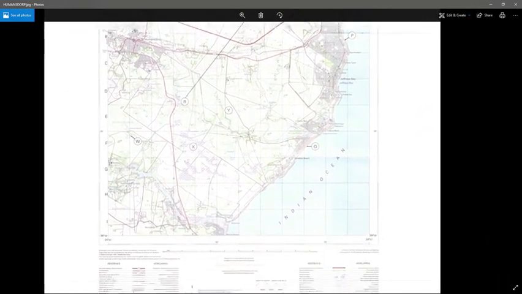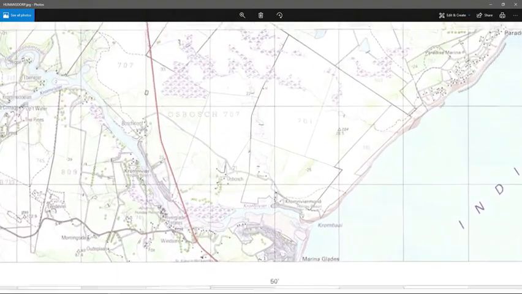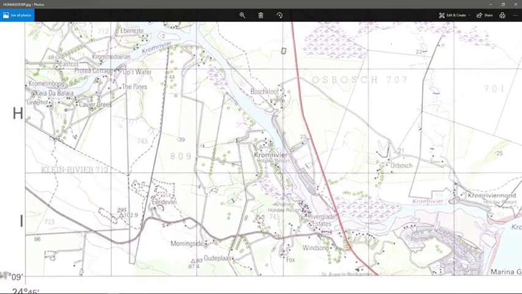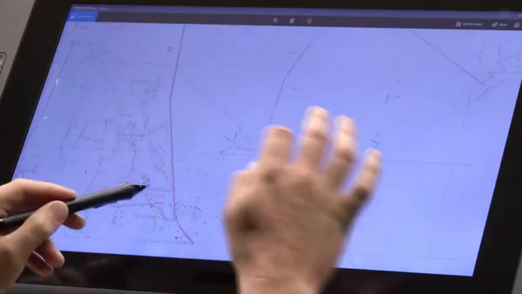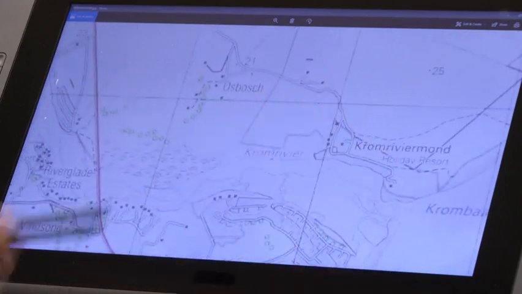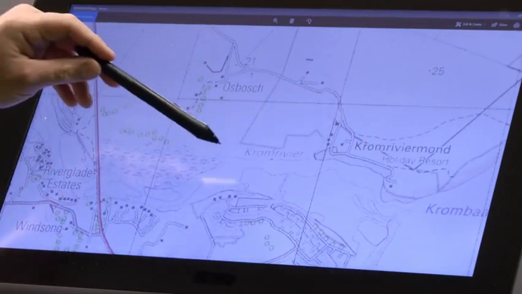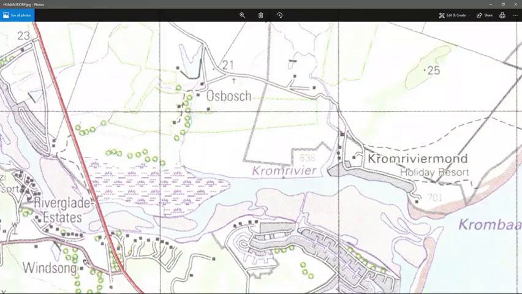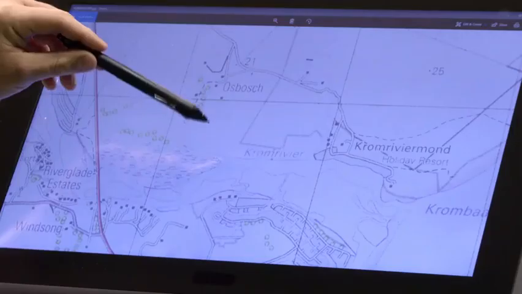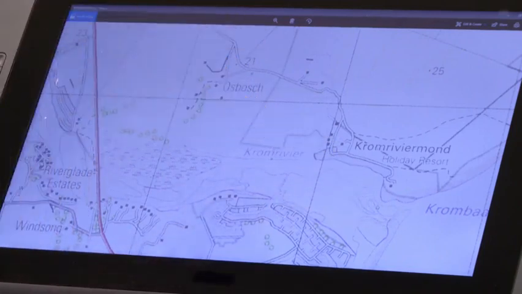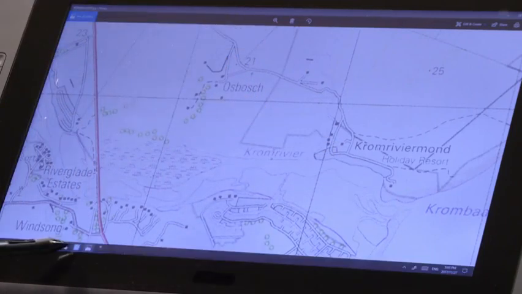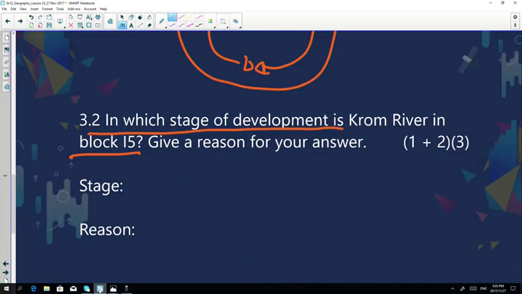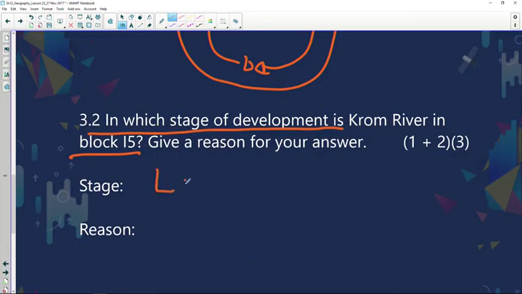I5 is down here. Okay, block 1, 2, 3, 4, 5. There you can see the Crom River, and what stage is it? One thing is for sure, I can see it's a very gentle gradient, because the contour lines are not very close to one another. And as you can see, there's the mouth of the river. So those 2 clues immediately tell me that the river is in its lower course.